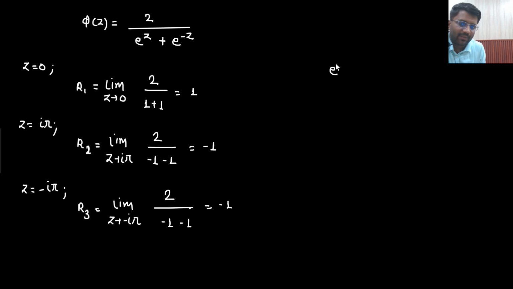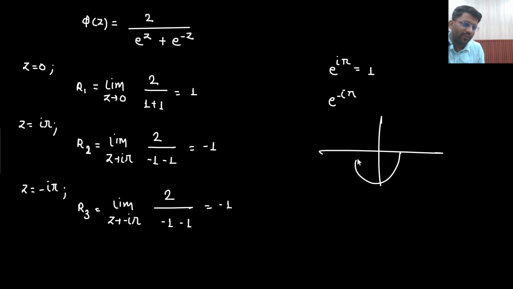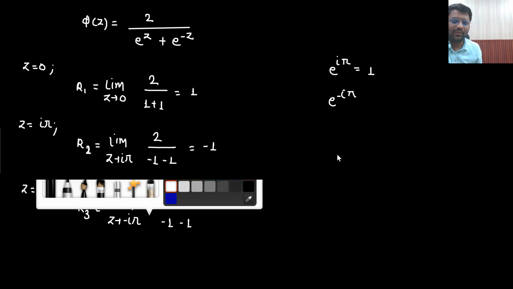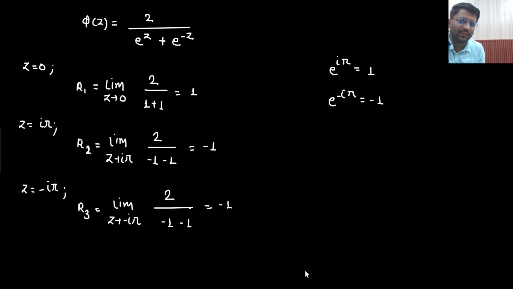E to the power iota pi, I hope you know that is 1 only. And what is e to the power minus iota pi? Making an angle of minus pi. What will be the answer? Minus 1 only. So e to the power minus iota pi is also minus 1. Sorry guys. E to the power iota pi is minus 1. E to the power 0 is 1. E to the power iota 2 pi is 1. Right? E to the power iota pi is minus 1. E to the power minus iota pi is minus 1.